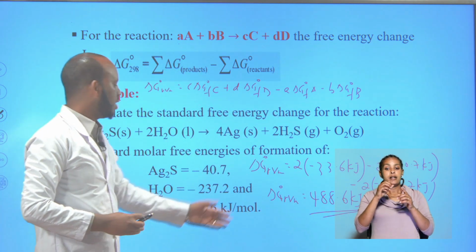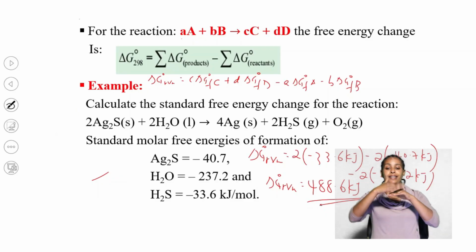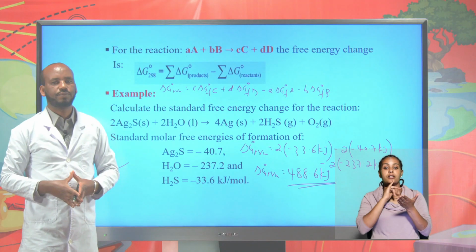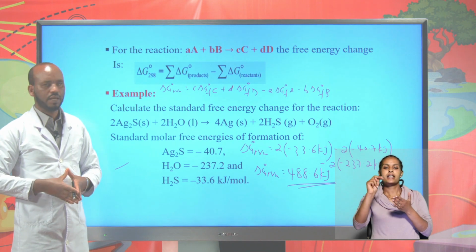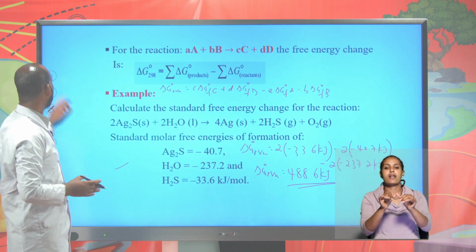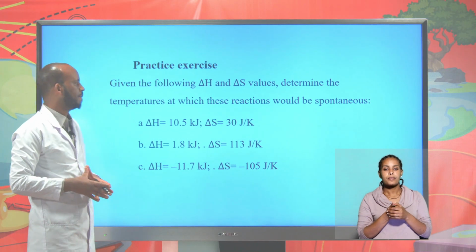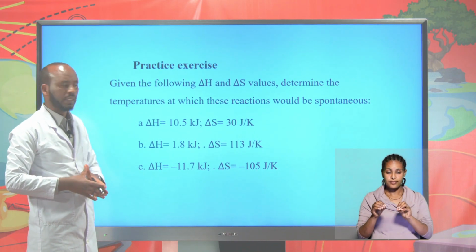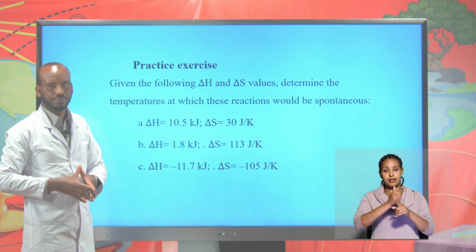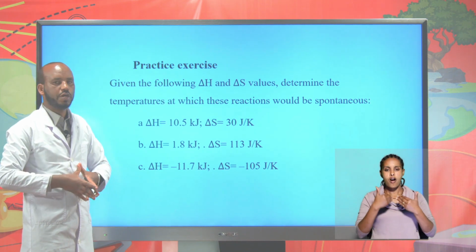You see? Delta G naught is greater than 0. This shows that this reaction is non-spontaneous. The reverse process is spontaneous. Students, let us practice this exercise. You have 3 minutes.